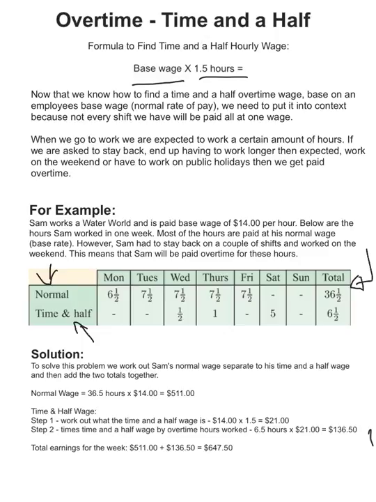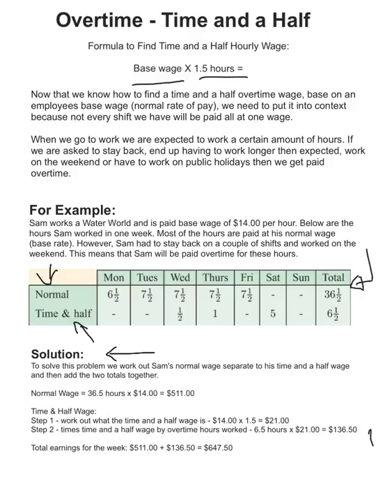So in total, Sam has worked 36.5 hours, which is going to be paid to him at his normal base wage, his normal rate. And then he's worked a total of 6.5 hours at time and a half, which means he's going to get paid a little bit extra per hour. So how do we work out how much Sam actually gets paid during this week? You'll need to look down here at the solution. To solve the problem, we have to work out Sam's normal wage separate to his time and a half wage, and then add the two totals together.